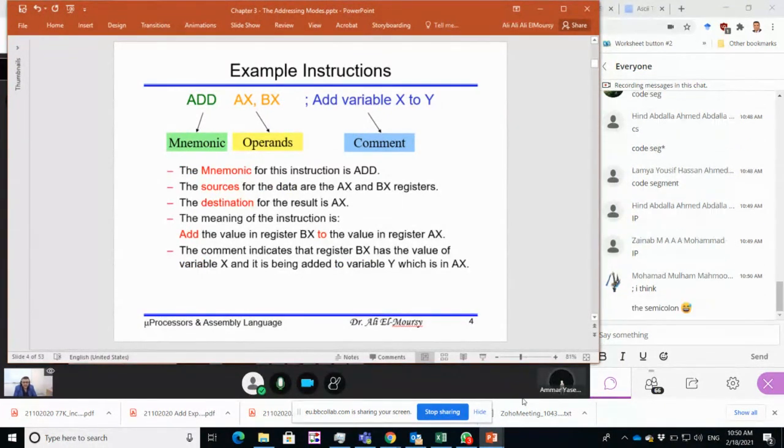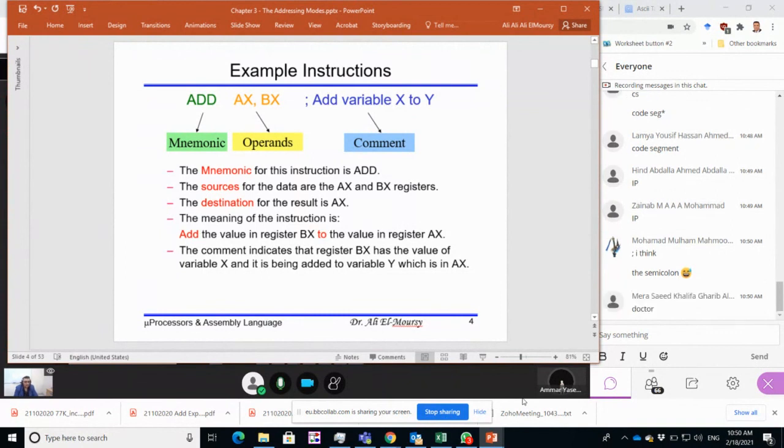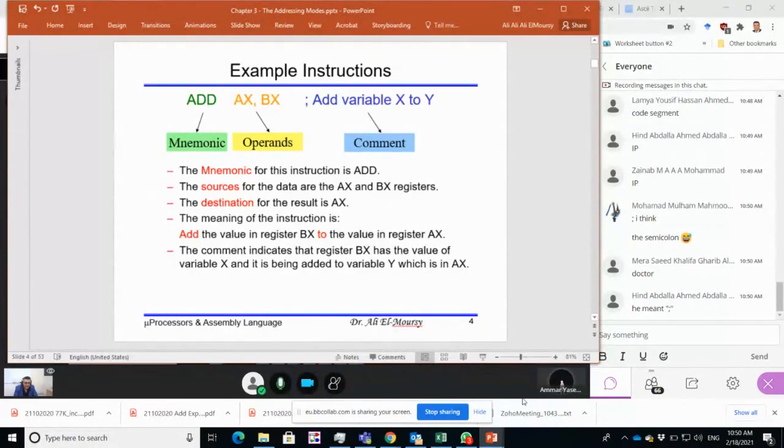Okay, in slide number 4, exactly, the semicolon. Okay, so we will talk about the syntax. Right now we are talking about the syntax.